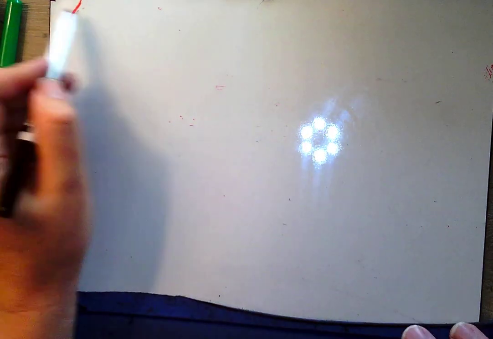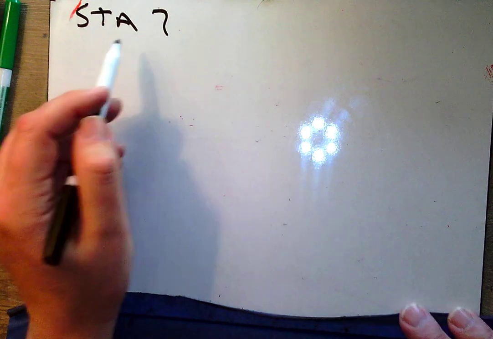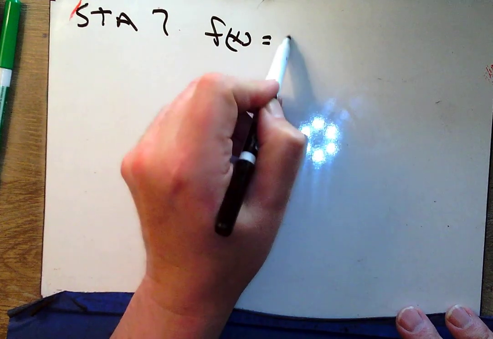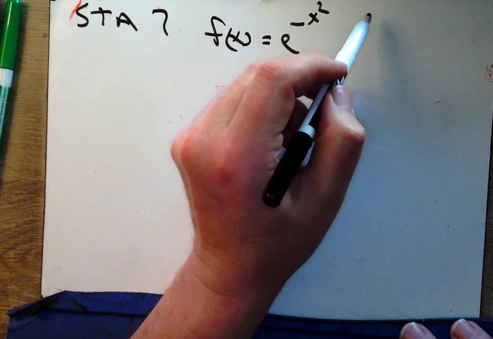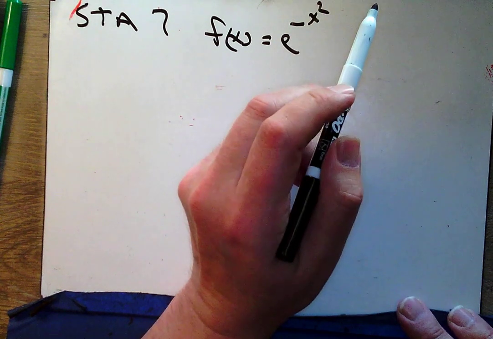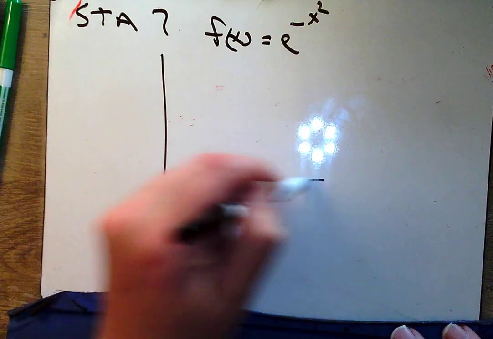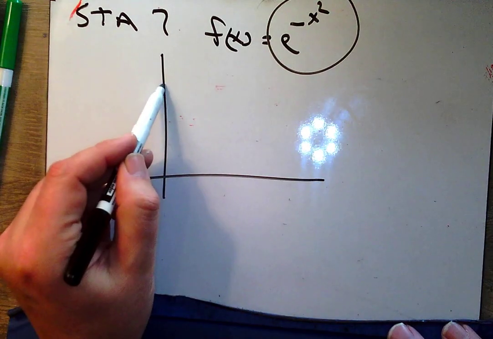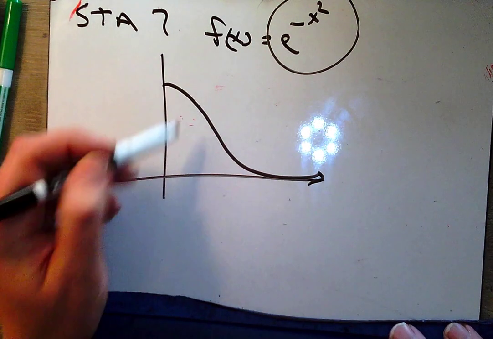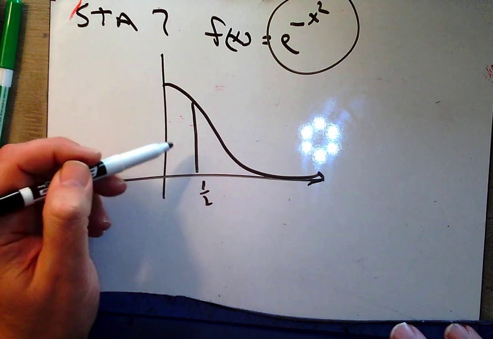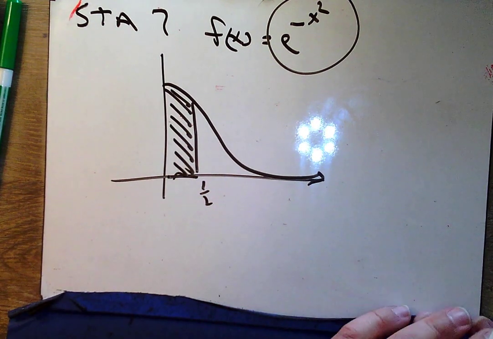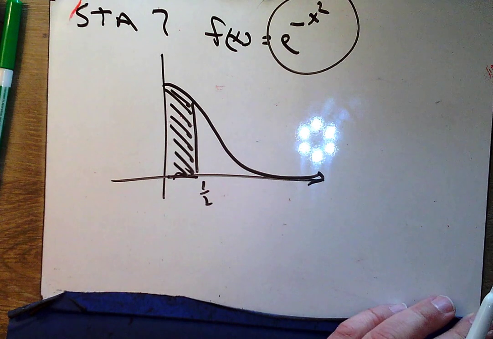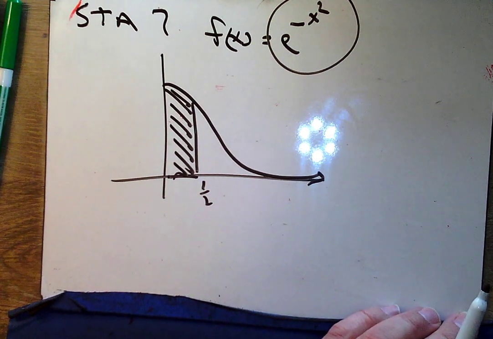Okay, consider, this is Station 7. Consider f of x equals e to the minus x squared, x equals 0, and x equals 1/2. Okay, so this, by the way, is that bell curve. And we're going from 0 to 1/2, and we're bounded here. This is what we're talking about. Estimate the total area bounded by, a second.